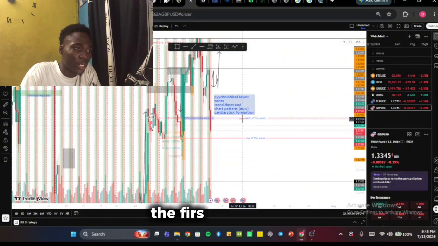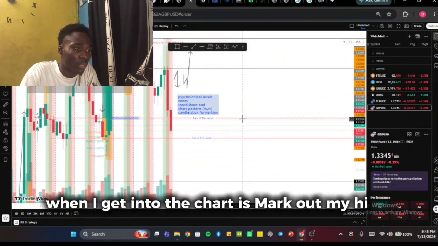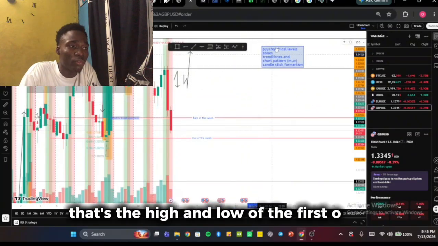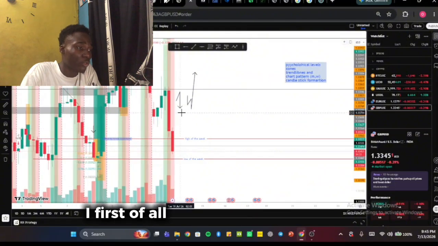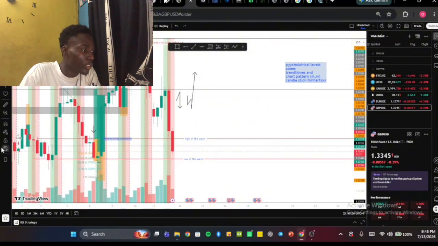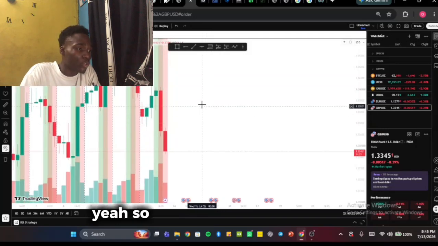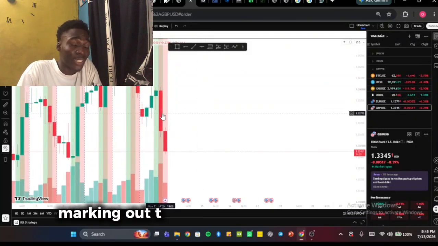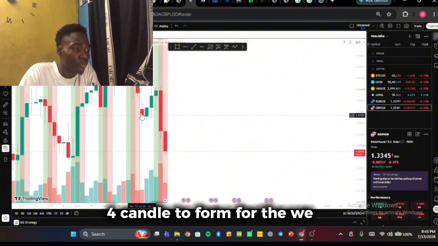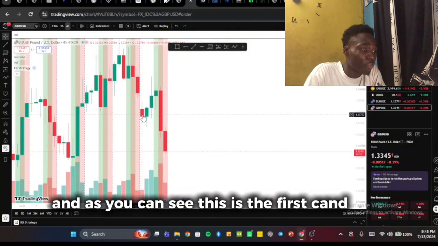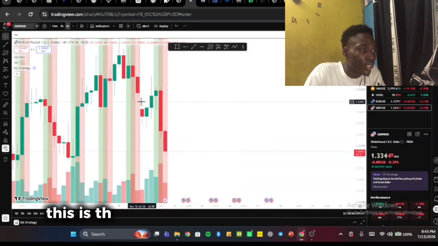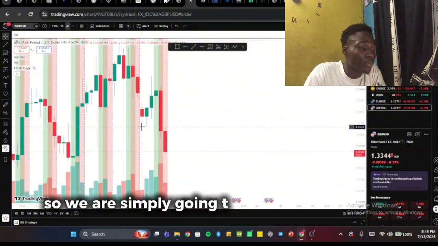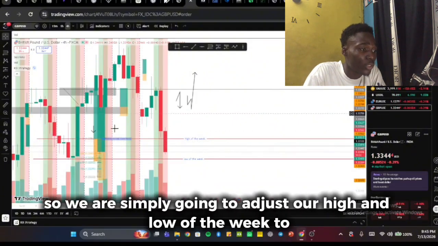Now, the first thing I do when I get into the chart is mark out my high and low of the week. That's the high and low of the first 24-hour candle to form for the week. And how do I determine that? Let's make this plain. The first thing is marking out the high and low of the first 24-hour candle to form for the week. As you can see, this is the first candle to form and this is the second candle to form, and this is the highest point price ever got to, and this is the lowest point price ever got to. So we are simply going to adjust our high and low of the week to those levels.